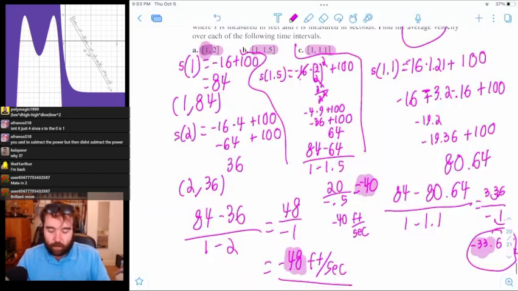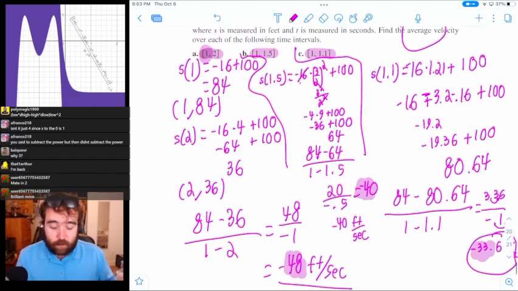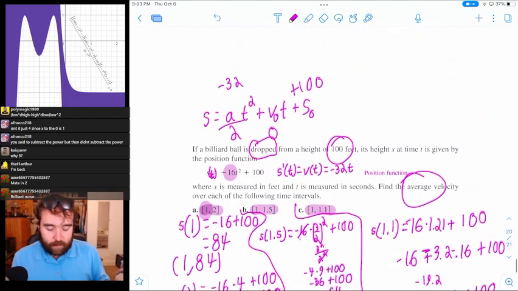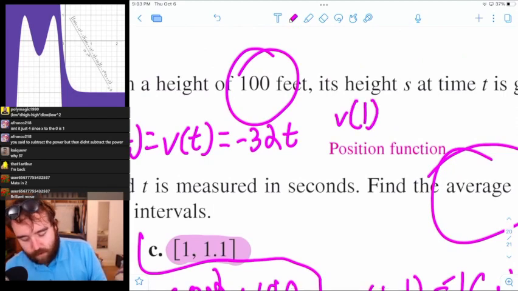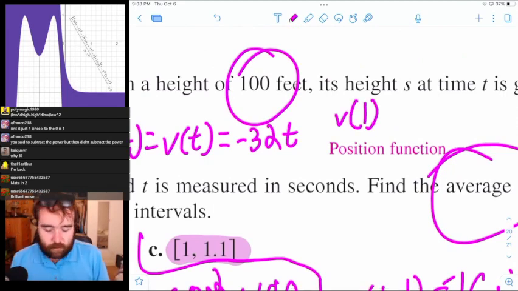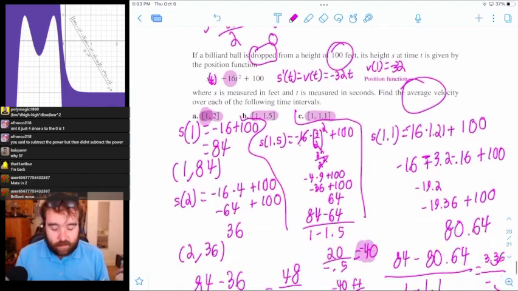We found it was negative 48 from 1 to 2. It was negative 40 from 1 to 1.5. It was negative 33.6 from 1 to 1.1. And exactly at 1, v of 1 is negative 32 times 1. So negative 32. And you see how that works out.